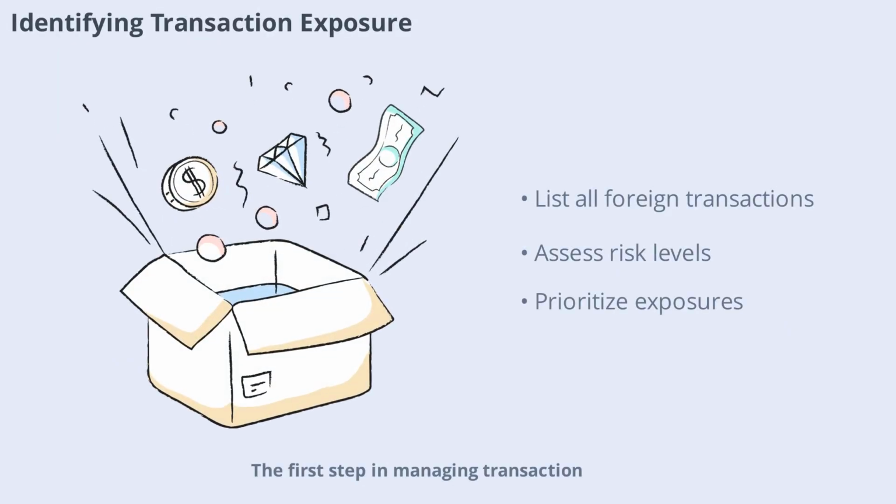The first step in managing transaction exposure is identifying all foreign currency transactions. This includes sales, purchases, loans, and investments denominated in other currencies. By mapping out these exposures, companies can assess their risk and prioritize which transactions need hedging. Accurate identification is the foundation of effective risk management.